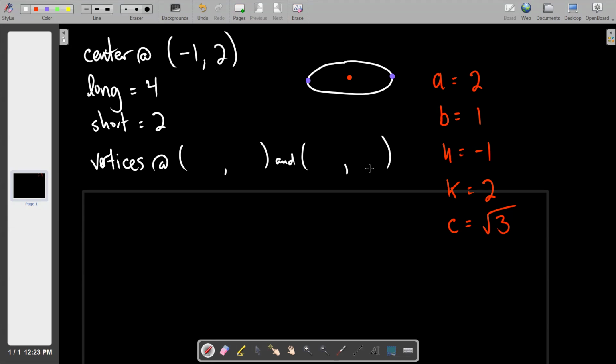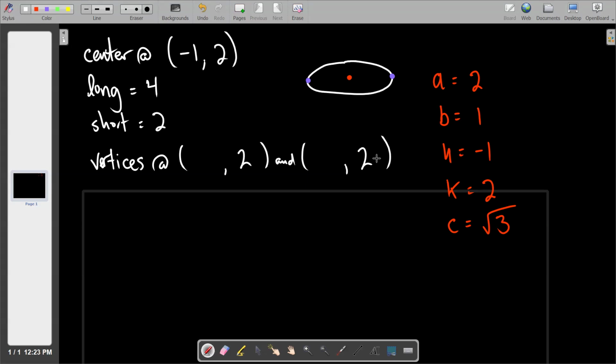But since the y coordinate stays the same, I can just keep the 2 from the center and copy it over twice because those are going to have the same height as the center. And then the x coordinates are just the red point modified by a. Do you understand that we're using a to go out to the vertices?